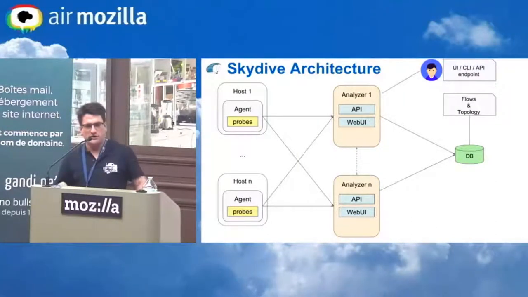Internally, we organize it as a single binary, Skydive, so it's not complicated to deploy, for the agent and for the analyzer. So two parts: the agent running on each host, on the root node, and the analyzer, which can be one or multiple if you want backup, and the data is copied between them. All the agents report to all the analyzers, and we save that in a database.